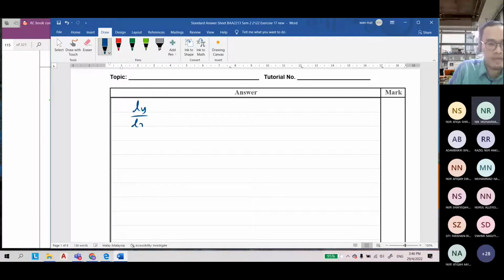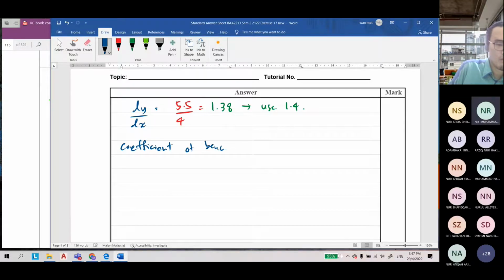Ly over Lx is equal to 5.5 divided by 4, so equal to 1.38. So you can refer to 1.4. And then the coefficient of bending moment.